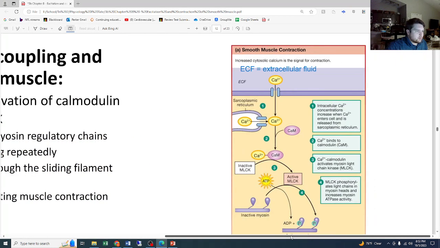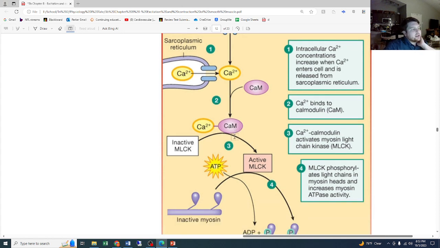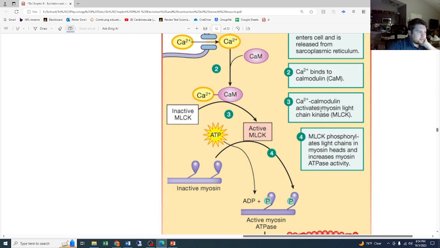So in the case of the smooth muscle, we get calcium coming in, more calcium is released from the sarcoplasmic reticulum, and the calcium binds to calmodulin and activates calmodulin. Now calmodulin is going to activate this other protein called MLCK, or myosin light chain kinase. If we think back to biochemistry, kinase enzymes are going to phosphorylate things. That's their main job. They do phosphorylation.